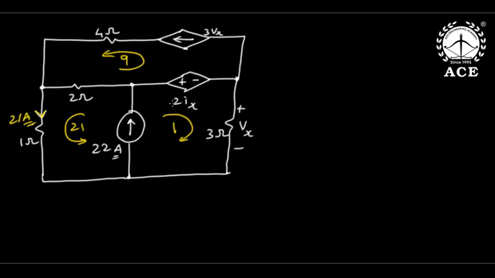Once Ix is 21, this dependent voltage source is 2Ix volts, which means 2 into 21, 42 volts. Then Vx is 3 volts. If Vx is 3 volts, the voltage dependent current source automatically becomes 9 amperes, since 3 threes are 9. And this source is already 22 amperes.